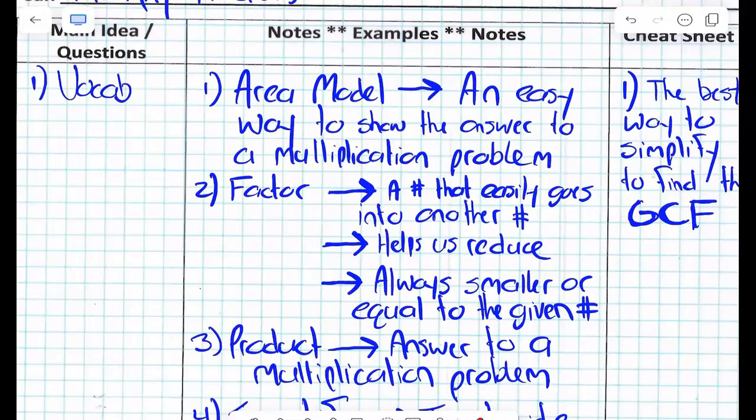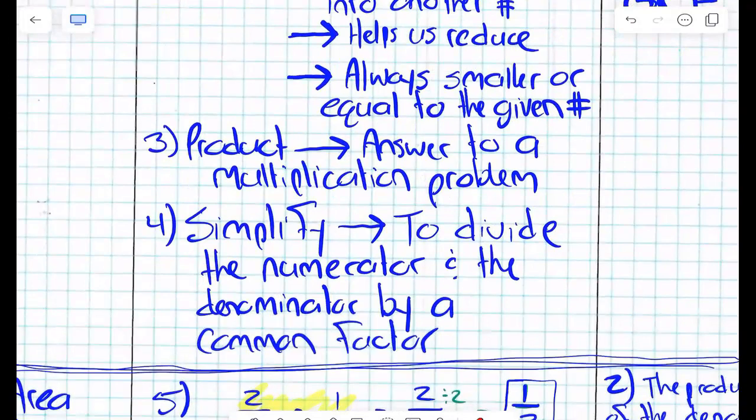Factor. A factor is a number that easily goes into. Factors help us do what? And a factor is always going to be smaller than or equal to the given number. Can a factor ever be bigger than the given number? No, factors that are bigger can't go into a smaller number, right? Okay, sweet. Product and simplify, I think we're pretty good with those.